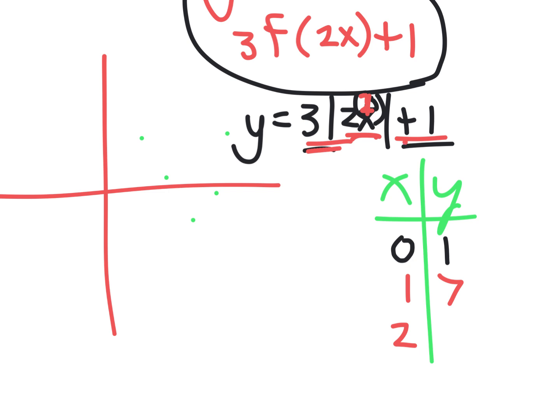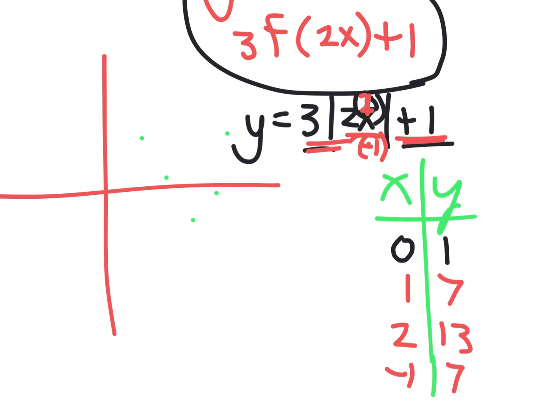4 times 3 is 12, plus 1, 13. That got kind of big. Could you have put in -1? Absolutely. If you had put in -1, you'd have 2 times the negative 1. It's -2. Absolute value, that makes 2. 2 times 3 is 6, plus 1 is 7 again.